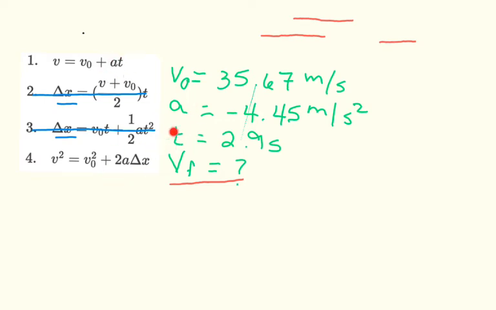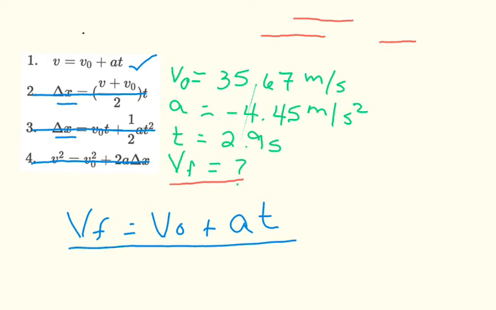And we have time, right? This one has time, but does this one have time? It doesn't. So because it doesn't have time, we can't use this formula, and we're left with our last formula standing, which is that one. So the formula that we're going to use to solve this problem is final velocity is equal to the initial velocity plus acceleration times time. All right, this is going to be our formula.